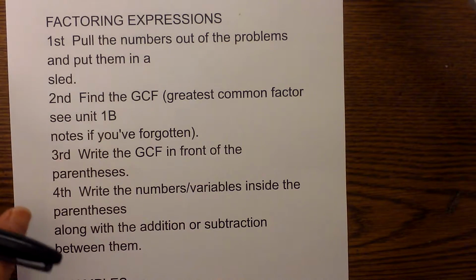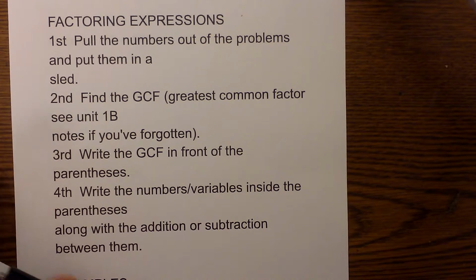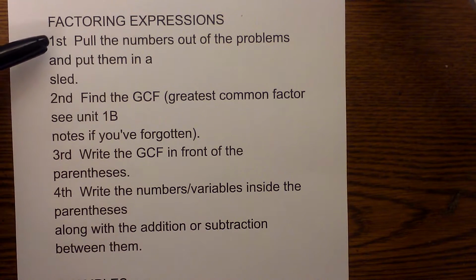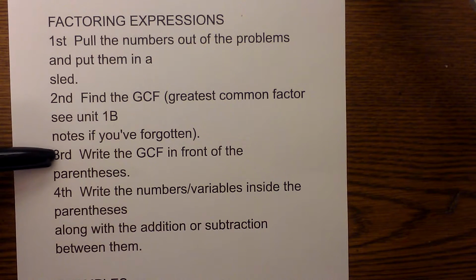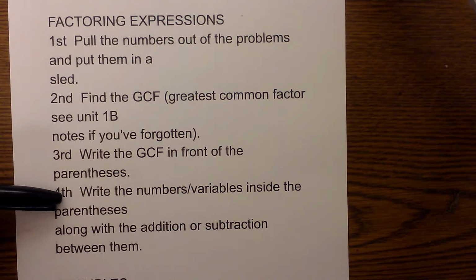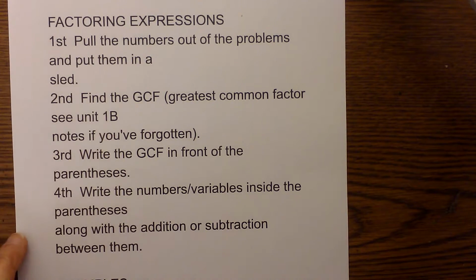First, what we're going to do, and this is a little bit different technique if you're still struggling with factoring expressions, you're going to pull the numbers out and put them in a sled. Then you're going to find the greatest common factor. Then you're going to write the greatest common factor in front of the parentheses. And then you're going to write the numbers and the variables inside the parentheses along with the addition or subtraction.